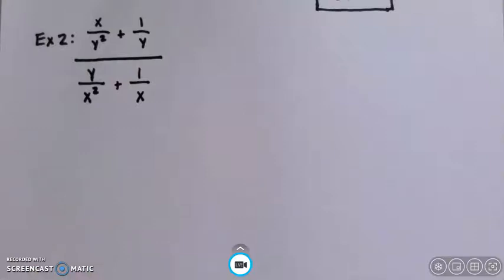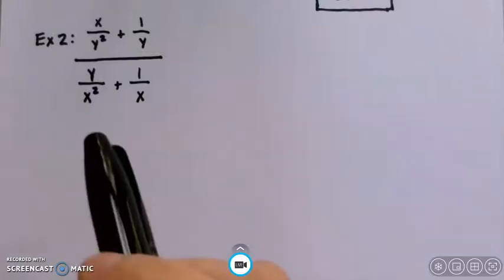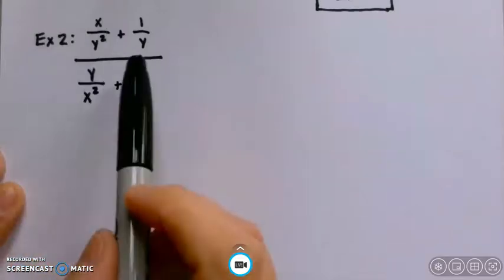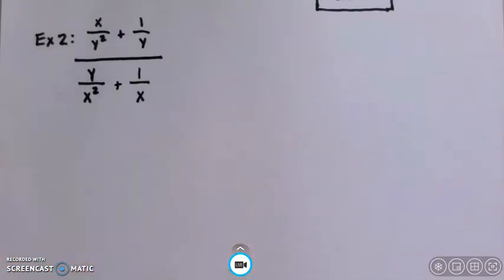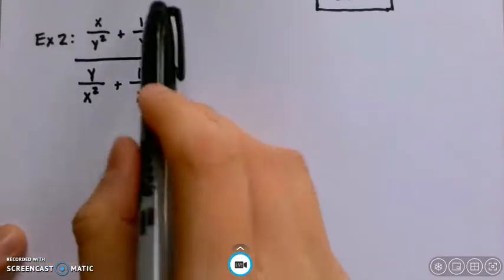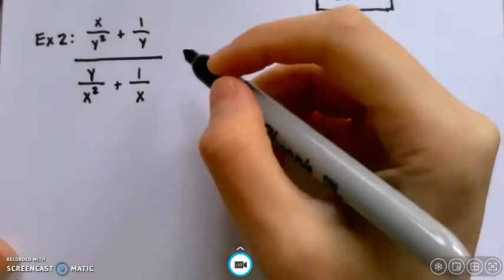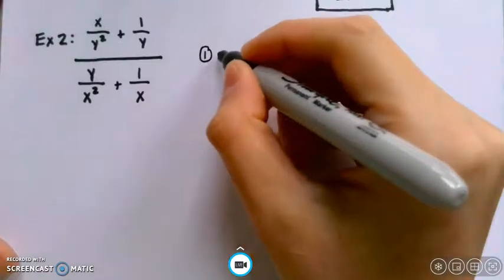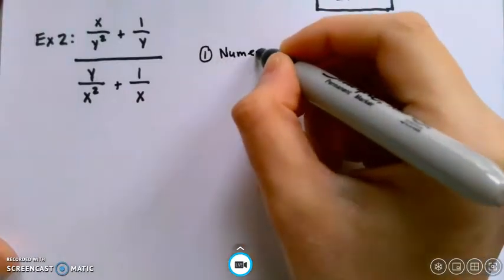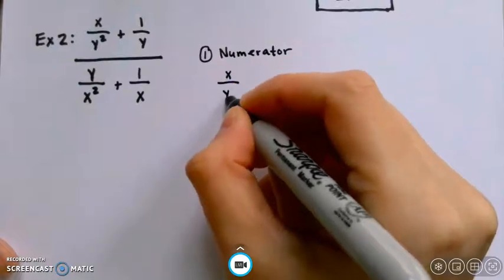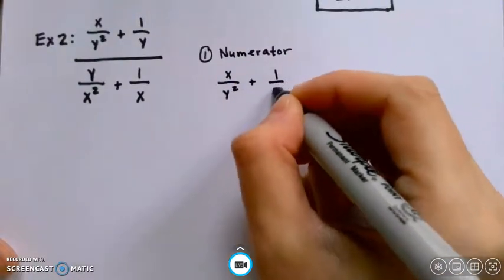There's definitely a lot we can do here to simplify, and the way that we want to think about this is really in parts. So I want to focus on my numerator first and simplify that. Then I'm going to focus on the denominator and simplify that, and then I'll worry about simplifying the entire fraction. So we're going to split this up into pieces. The very first thing I'm going to do is just focus on the numerator. My numerator says x divided by y squared plus 1 divided by y.